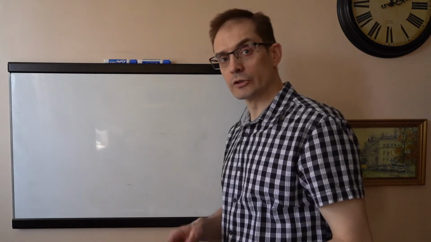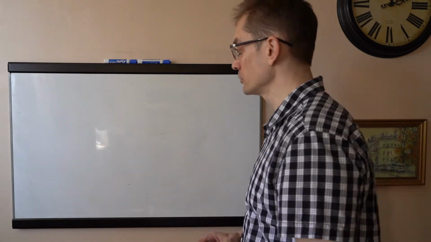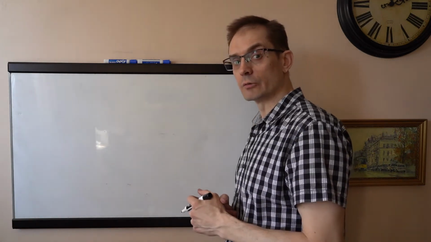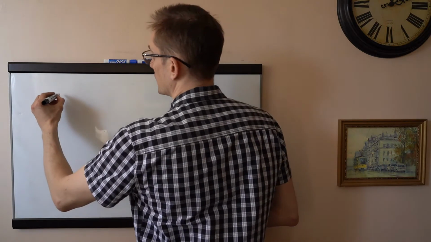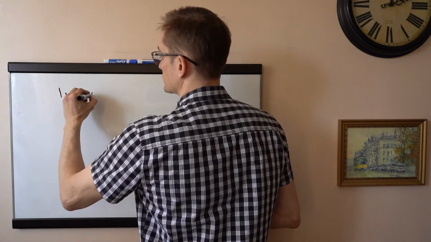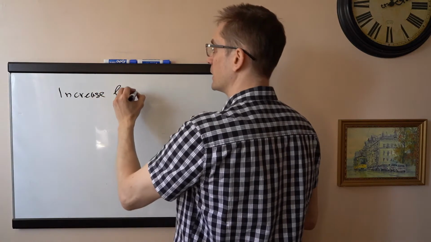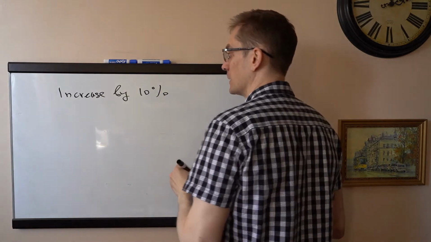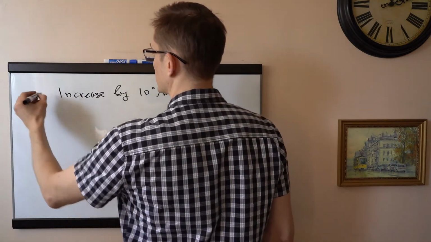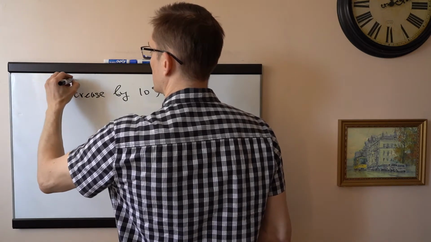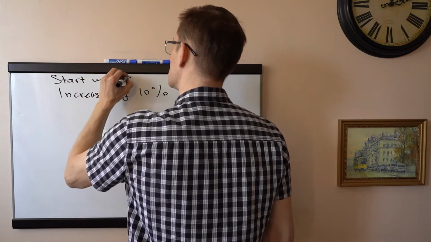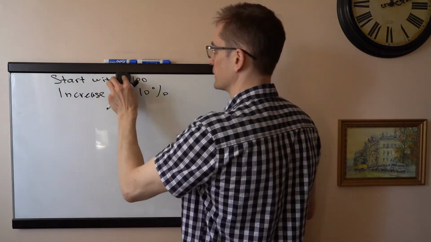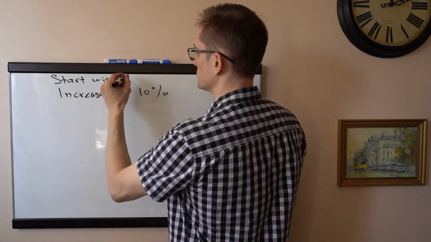So let's return to that original example that I just showed you, but now let's first speak about increase. We'll dig deeper into that example and discuss how you will really compute things. So let's write this problem separately here. Increase by 10%, okay? Let's say the original amount will be $100. So start with $100 and increase by 10%.